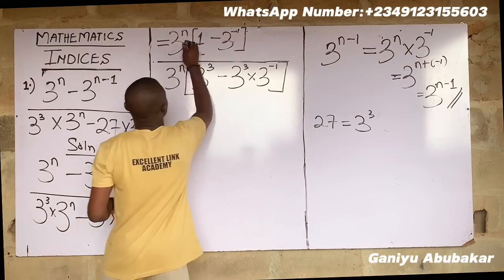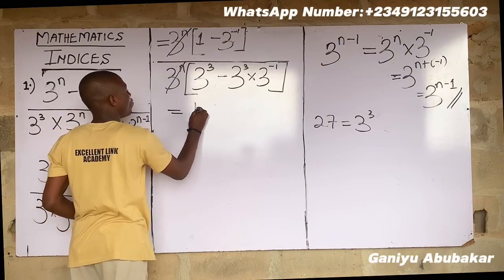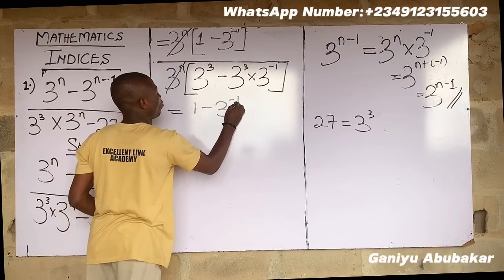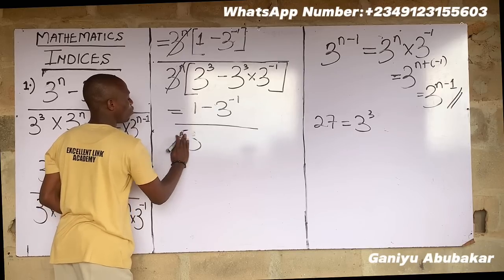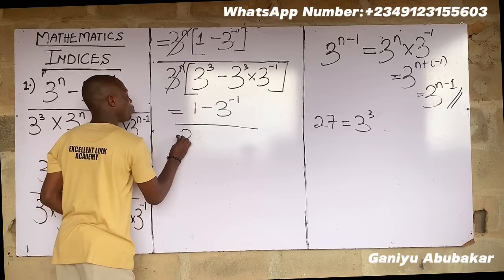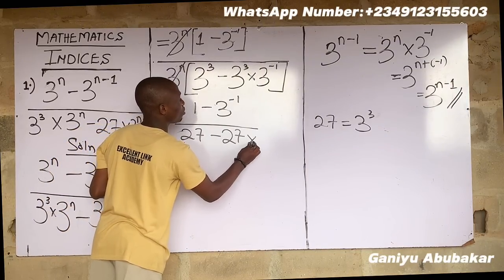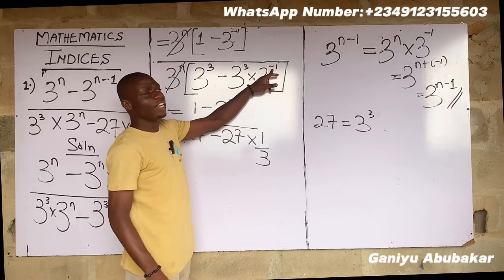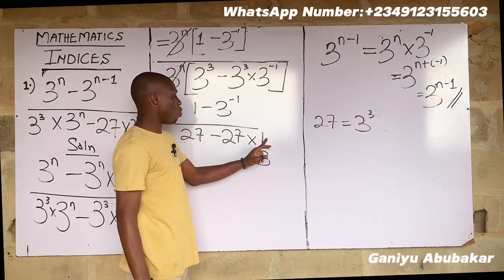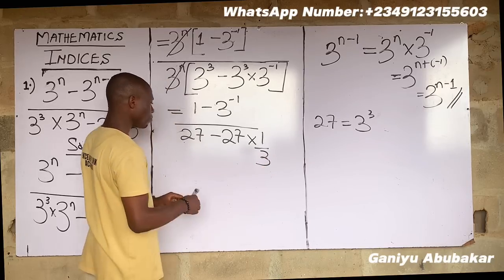Now I will cancel out this, we cancel out this. So I'm left with 1 minus 3 to the power minus 1, all over 3 to the power 3. Of course, this is 27 minus 27 times 1 over 3. Negative index law: this minus becomes 1 over 3 to the power minus 1. That's 3. I have this.